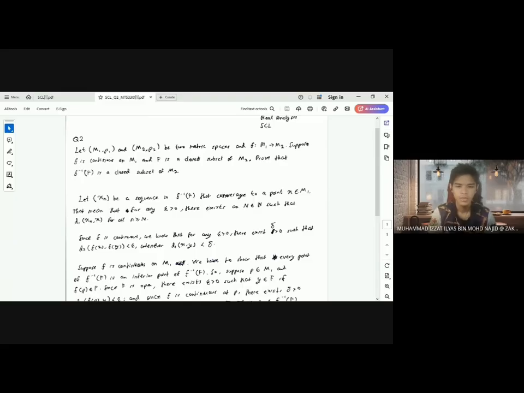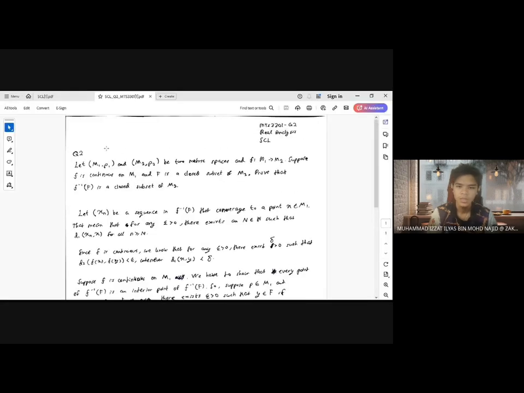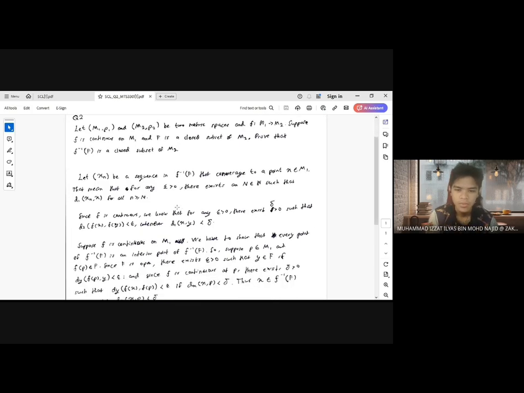So next, we continue to question 2, which is about the process. The question is, let (M1, rho 1) and (M2, rho 2) be two metric spaces, and f is a function from M1 to M2. Suppose f is continuous on M1, and F is a closed subset of M2. Prove that f inverse of F is a closed subset of M1.